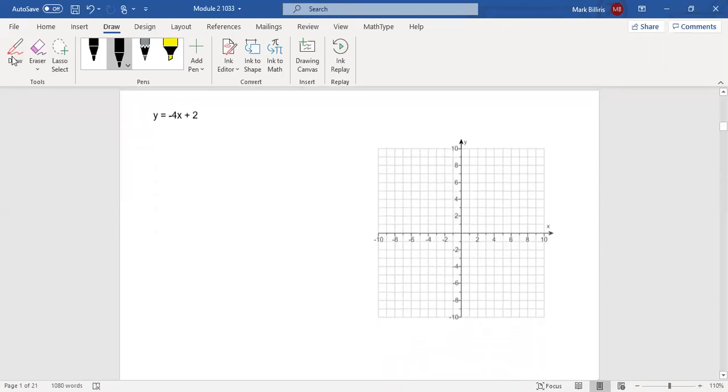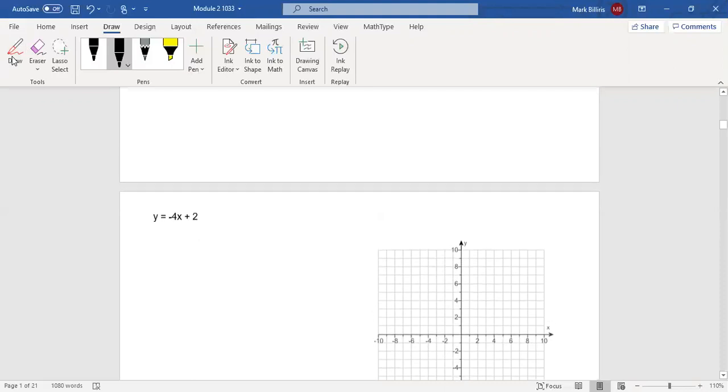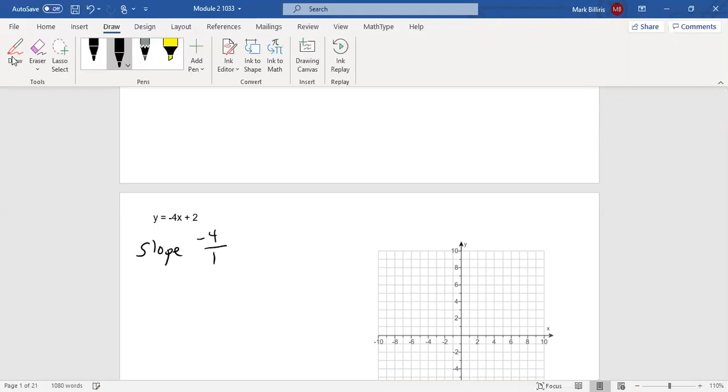My next equation is to graph y equals negative 4x plus 2. So again, I'm going to write my slope. And my slope is negative 4, but for purposes of graphing, I put negative 4 over 1. Notice the negative is only in the numerator. My y-intercept has coordinates 0, 2. And remember, that's my starting point on the y-axis. So the first thing I do is I come to my y-axis and I put a point at positive 2.